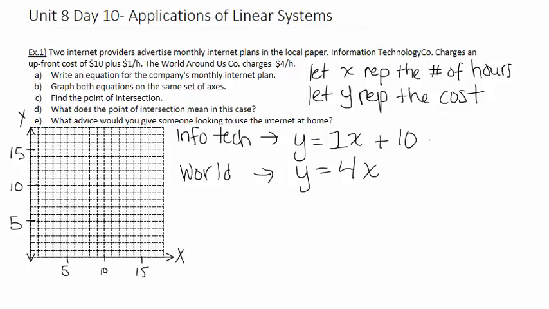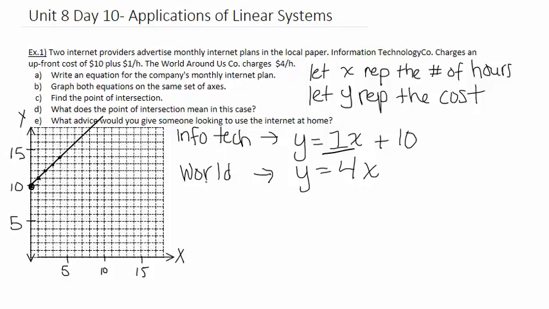So let's start by graphing Infotech. The intercept occurs at y equals 10, so we'll plot our point there, and then the slope tells us to move up 1 and over 1 to plot the next point. And again, let's plot another one, up 1 over 1, and we can continue to use the slope to move to the next point, up 1 over 1. Now let's connect the dots to create the line. I'm just going to be sure to extend the line so that we can get a good chance of finding our intersection point.